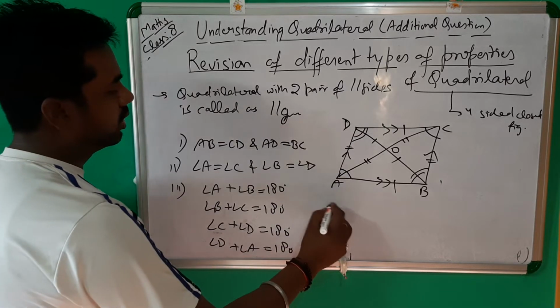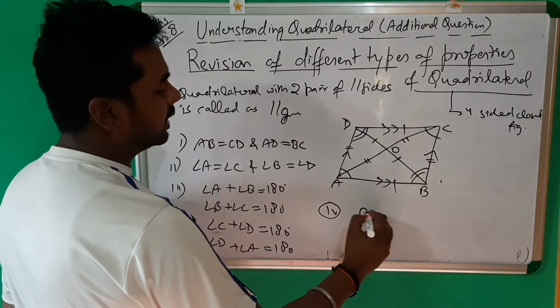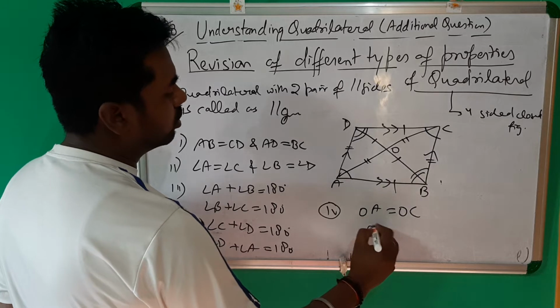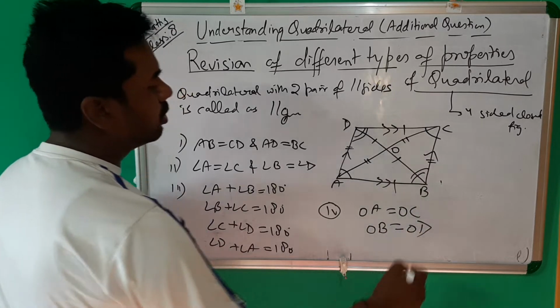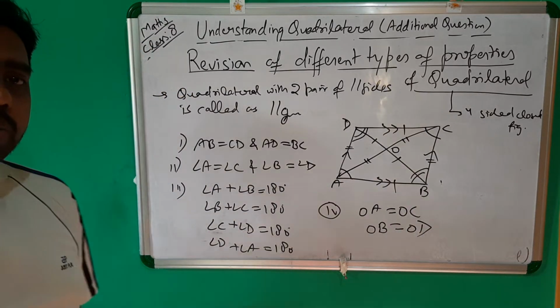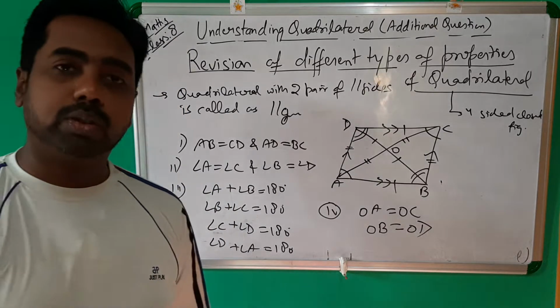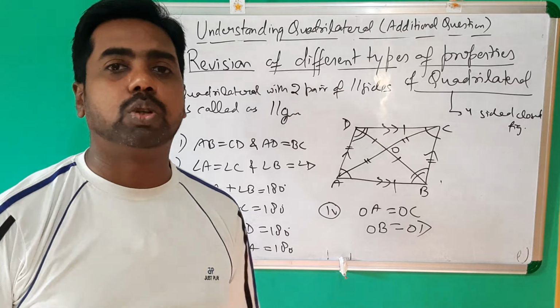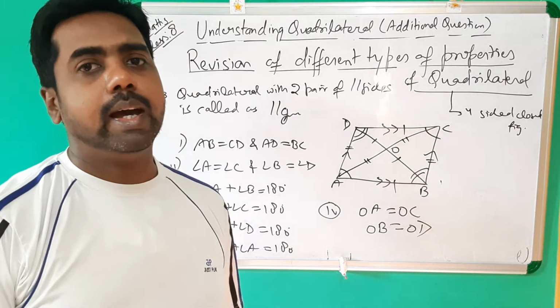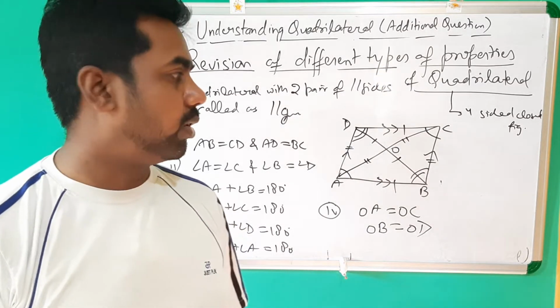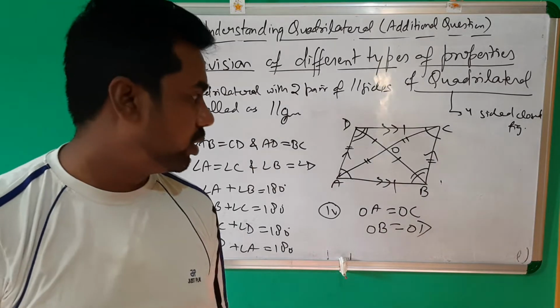And the fourth is diagonals bisect each other. OA equals OC, OB equals OD. These are the four basic properties of a parallelogram. Using these properties, we have already solved questions from exercise 3.2, and some additional questions are also being solved there. You may just recap all the same.